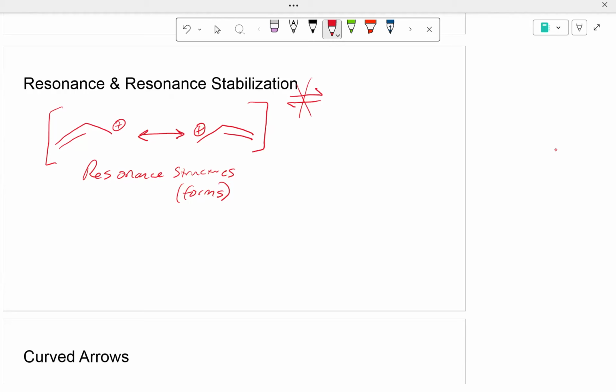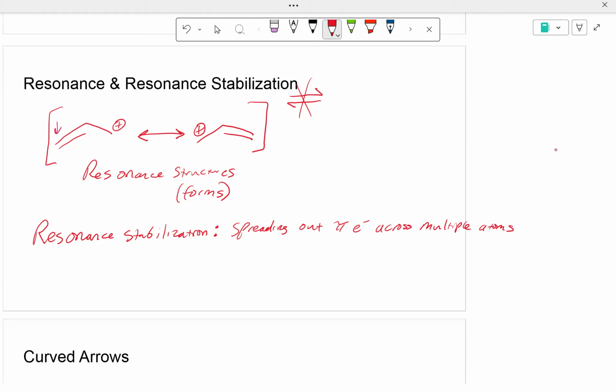And another important aspect of this resonance is this helps us describe something known as resonance stabilization. You're going to hear me use this term a whole lot, but this is where we're spreading out pi electrons across multiple atoms. So notice in the resonance structures above here, I have the pi electrons here and here, but then they can also be spread out across that third atom as well.